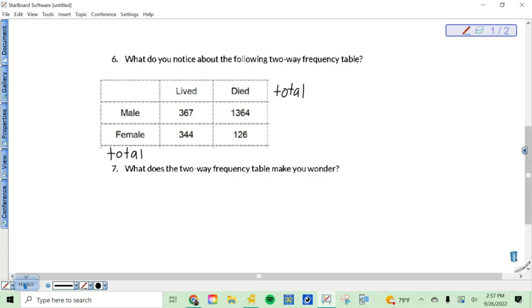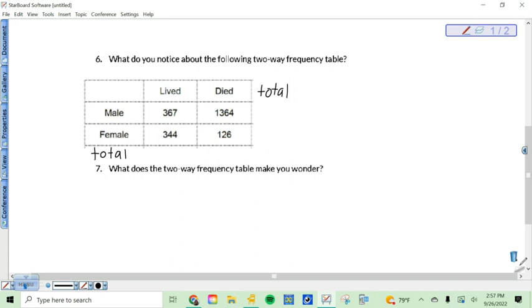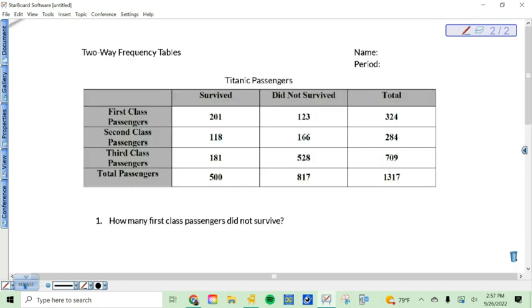So let's scooch on over to the back of the paper, please. And we're going to take a look at this. This is a little bit more in depth, but still we have labels along the side. So here we have first, second, and third class. And then we have labels across the top. We have survive or did not survive. And then we have a total column, which adds up these two numbers together, as well as the row totals. I should have said that the other way. These are the row totals and the column totals. That's it, right? These three numbers equal that number.